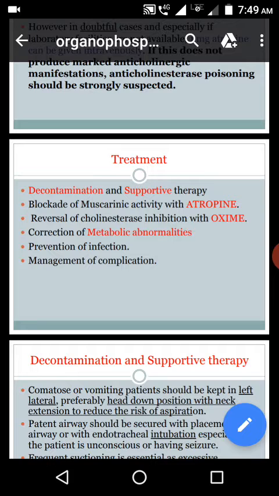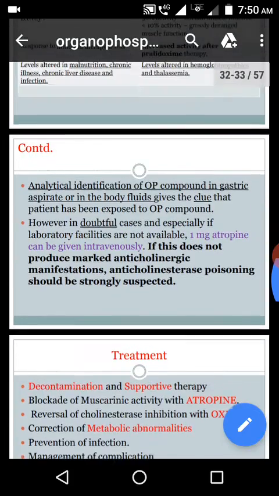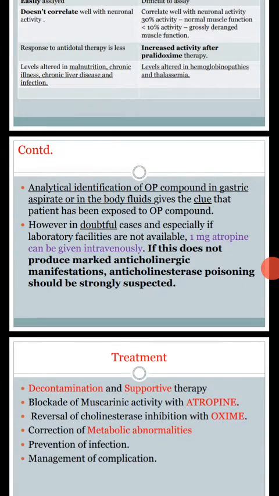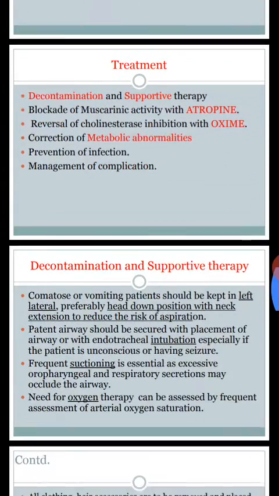Later on, we discussed how to diagnose the poisoning with organophosphorus compounds, based upon the clinical symptoms, based upon the levels of pseudocholinesterase enzyme activity in the blood, based upon the anticholinergic effect after administration of atropine, and based upon chemical analysis. Now, in this video we are going to discuss how to manage organophosphorus compound poisoning.